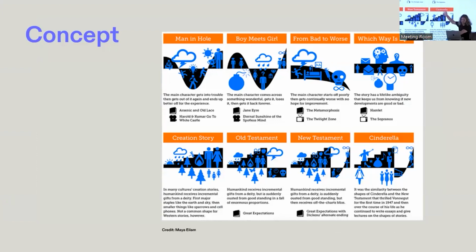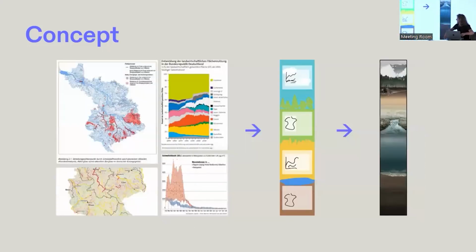For this, we use the shapes of story from Kurt Vonnegut, which shows different kinds of storytelling forms. There, for example, you have the typical man in a hole, boy meets girl, from bad to worse, which way is up. It's what you always see in different films and movies: you always have similar shapes which are actually happening. For this project we used the from bad to worse shape. This was the framework, and it's the reason because of the data we had.